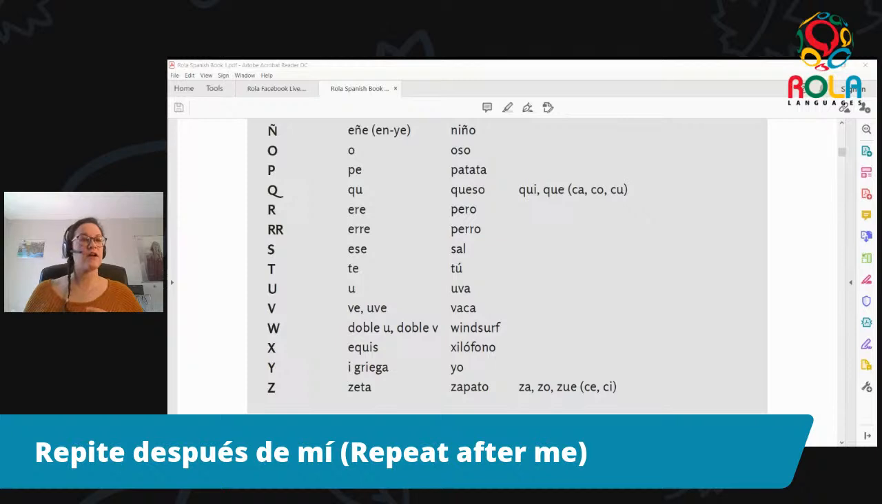So this one is very versatile, and depending on where it is in the word, it may make a different sound. For example, in this example, what we have is xilófono. Here, this one is an S sound, xilófono. But for example, the country of Mexico, we pronounce it Méjico, with an H sound. So depending on where it is in the word, there can be a little bit of variation in how we pronounce the X.